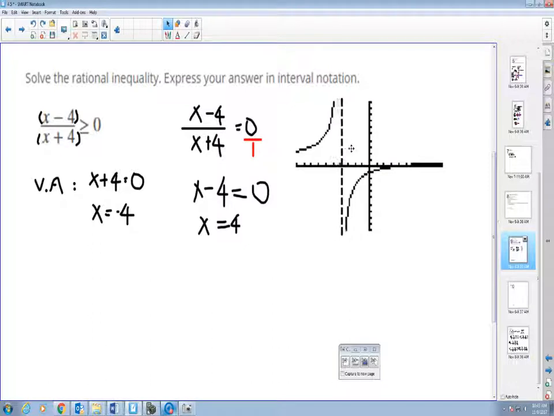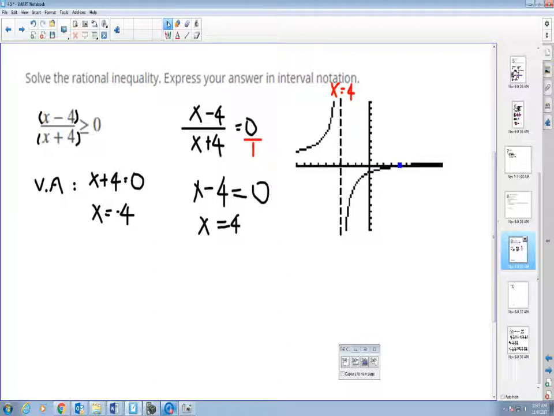My function will never cross over there. Let me write it down too: x equals -4. I know my function will cross over the x-axis at x equals 4, so let me make this into a blue point. 1, 2, 3, 4, right there.